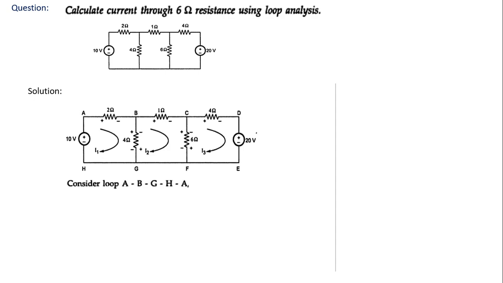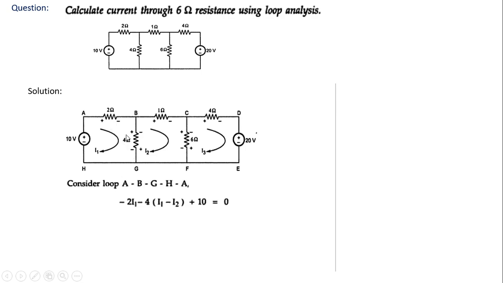For that, we are considering loop ABGHA, that is the first loop, ABGHA. First, we start with minus 2I1. Why have we taken minus 2I1? The leaving end is provided with a negative polarity, so we started from negative. Minus 2I1 is the voltage drop across the 2 ohm resistor.